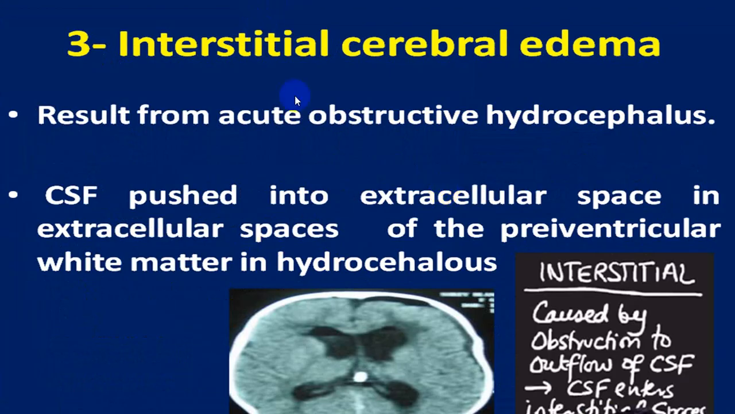While interstitial edema, we already mentioned, is because of the obstructive variety of hydrocephalus, and because of obstruction there is increased pressure in the ventricular system, and because of that the blood-brain barrier system is being disturbed, and you will have a seepage of cerebrospinal fluid from the ventricular system into the interstitial space. So it is because of an obstruction to the outflow of CSF, and that will give rise to interstitial edema, or what we call hydrocephalic edema.